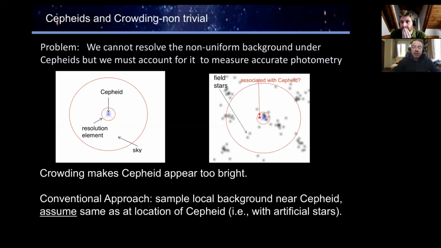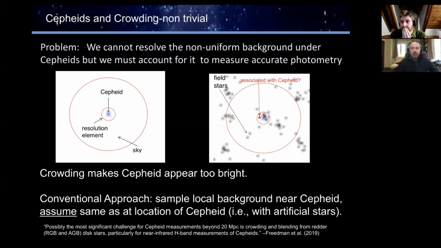And so, this is something that, as I said, is maybe the only non-trivial part. I grabbed this quote recently from Wendy Friedman's paper: possibly the most significant challenge for Cepheid measurements beyond 20 megaparsecs is crowding and blending from redder stars, particularly in near-infrared observations. That's because your resolution is even less in the near infrared for the Hubble Space Telescope, for instance.